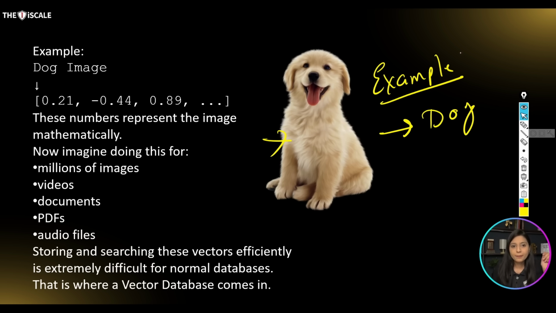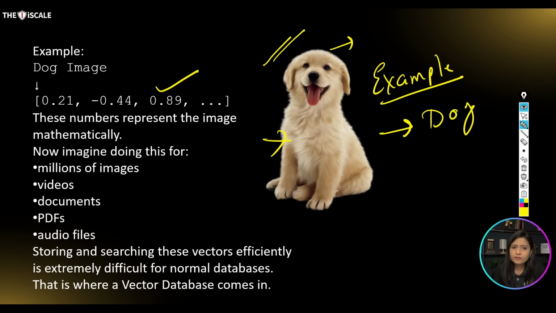Let's understand what embedding is. First, the AI model converts this image into numbers, right? And these numbers are called vectors, and that is the process of embedding. So for example, if we have this picture of a dog, the AI understands numbers. This image will get converted into this sort of numbers, and these numbers represent it mathematically.